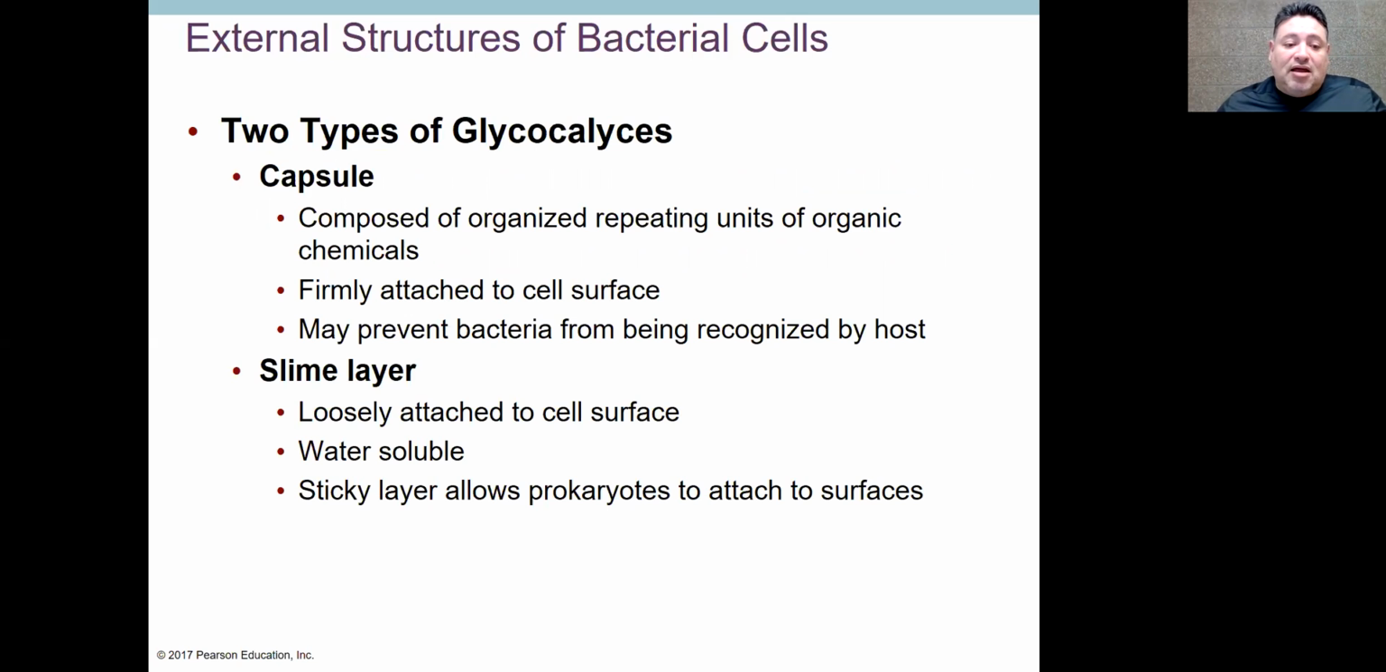Okay. The other main type of glycocalyx is the slime layer. And the significance of the slime layer is, again, it has that sugary coating that causes it to be very, very sticky and allows it to attach to the environment, structures, walls, catheters, and of course to each other.